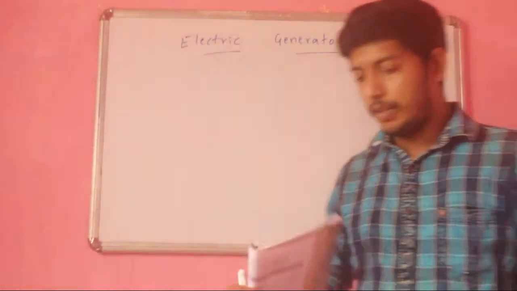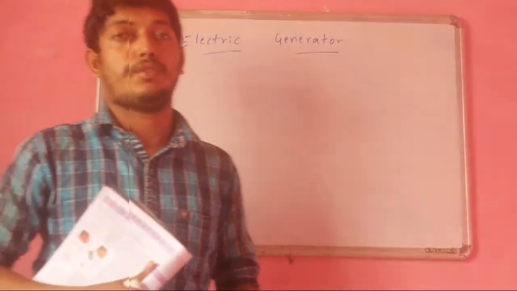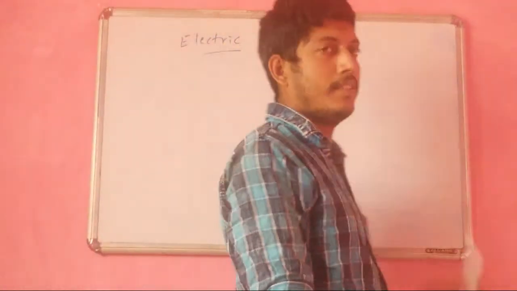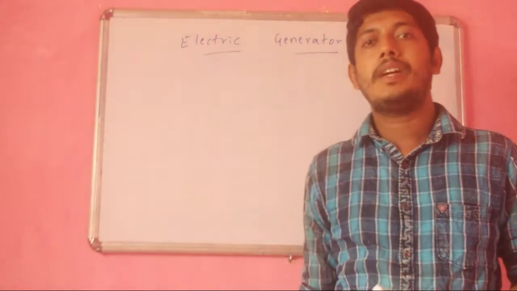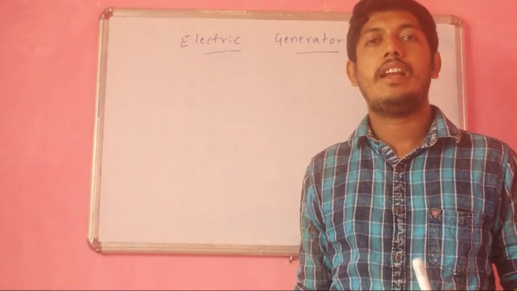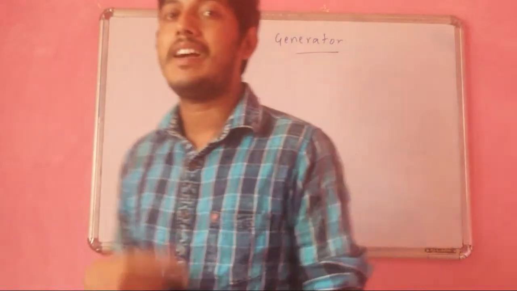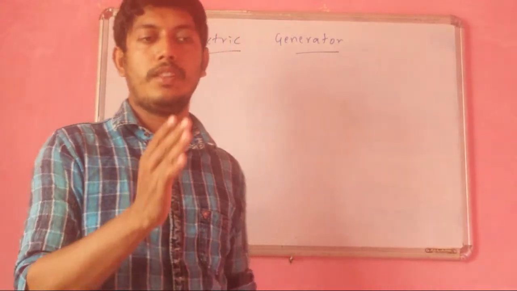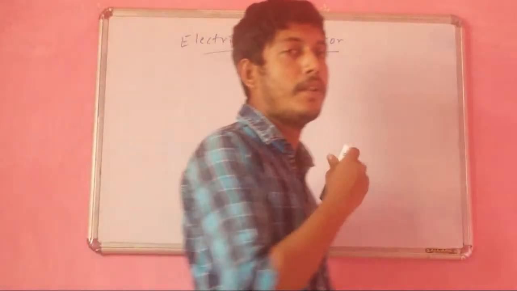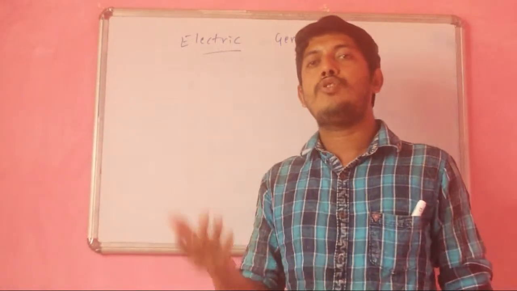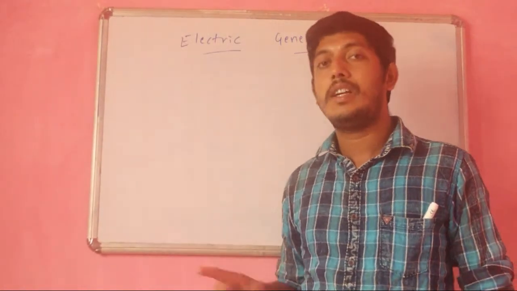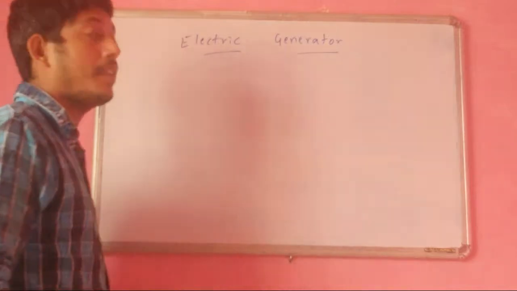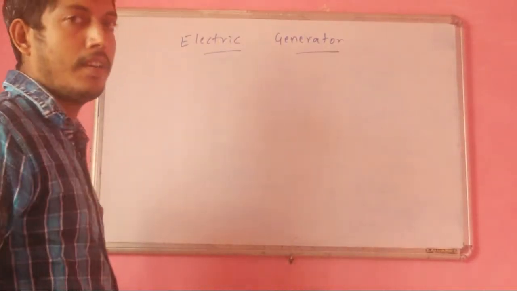What is meant by an electric generator, what is its use, and what is the principle involved? We'll learn in this concept. The main principle involved in an electric generator is that it converts mechanical energy into electrical energy. In an electric motor, electrical energy is converted into mechanical energy, but in an electric generator, mechanical energy is converted into electrical energy.